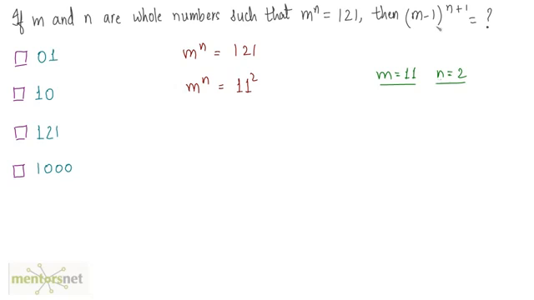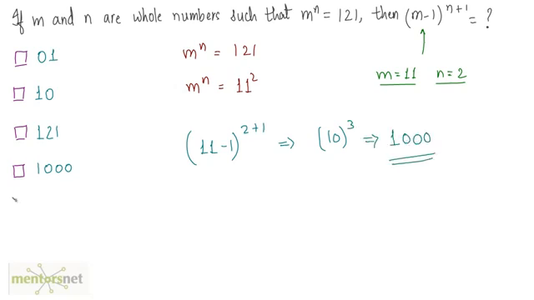We know the values of m and n. We can put it in this expression and get the answer. So m minus 1, so 11 minus 1 raised to n plus 1, which is 2 plus 1. That is equal to 11 minus 1, which is 10, raised to 2 plus 1, which is 3, and that is 1000. 10 raised to 3 is 1000. So our answer is option D.